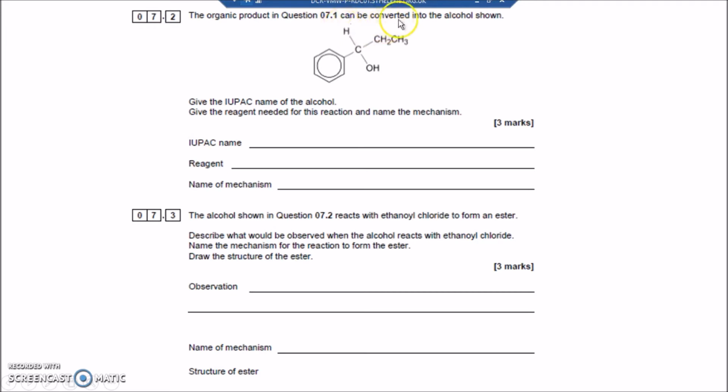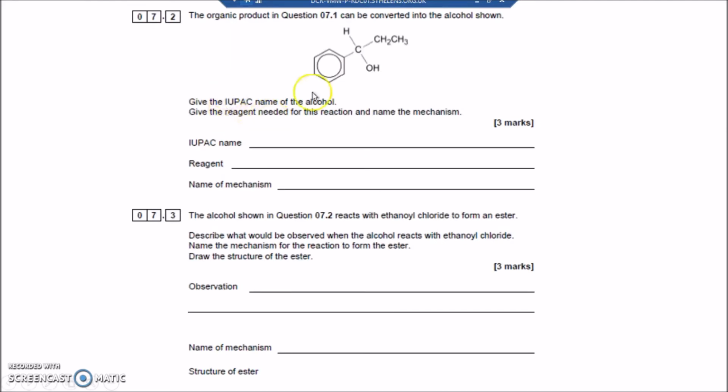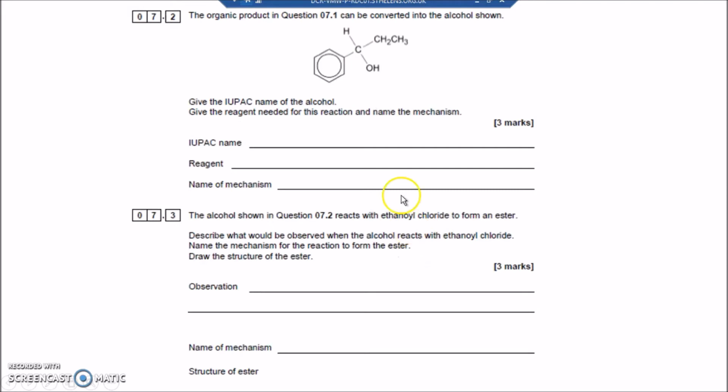The organic product can be converted into the alcohol shown. So COCH2CH3 can be converted into an OH. In other words, I've converted a C double bond O into a COH. So instead of a C double bond O here, I've converted it into a COH and added another H. Give the name of this alcohol.